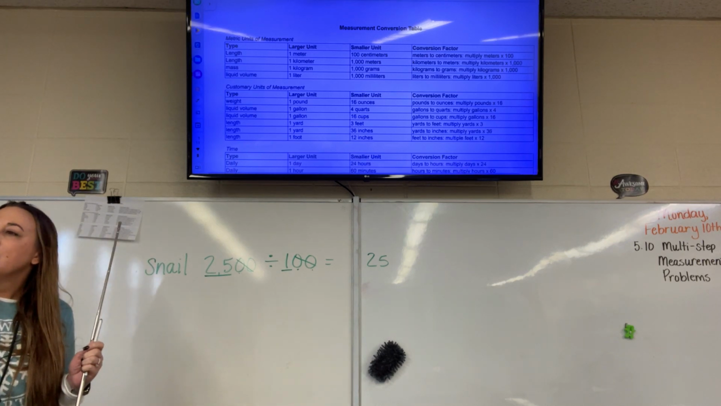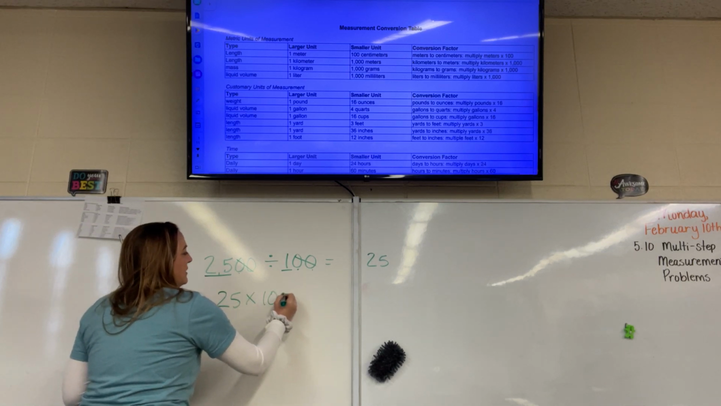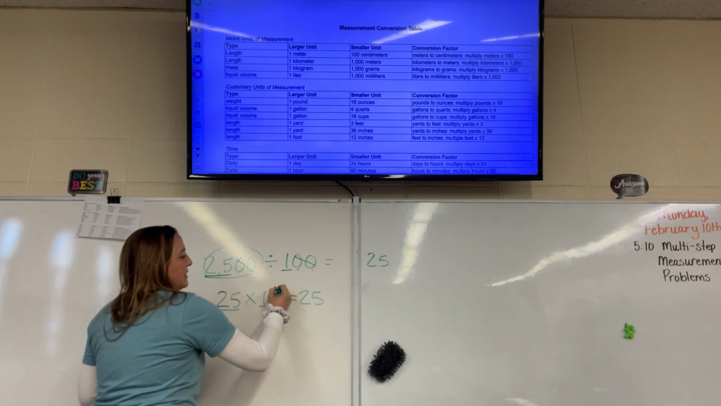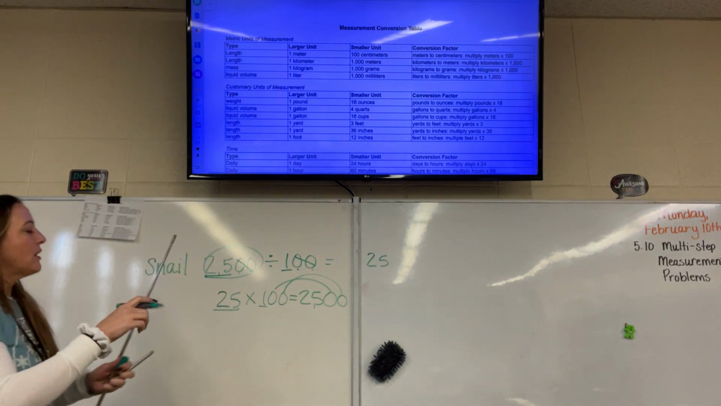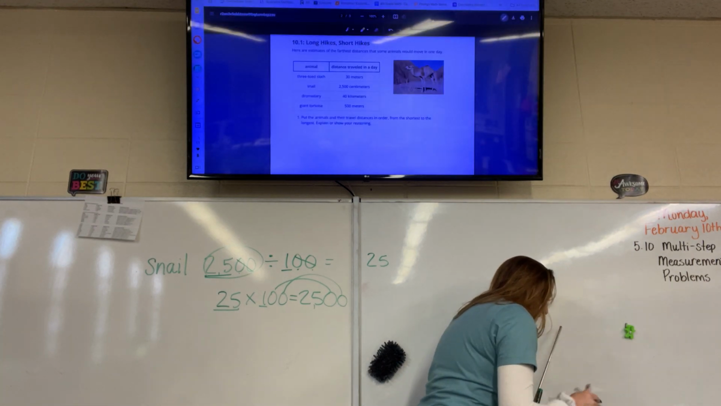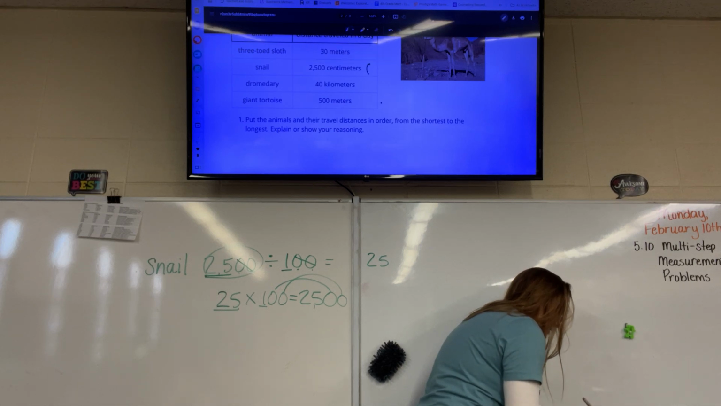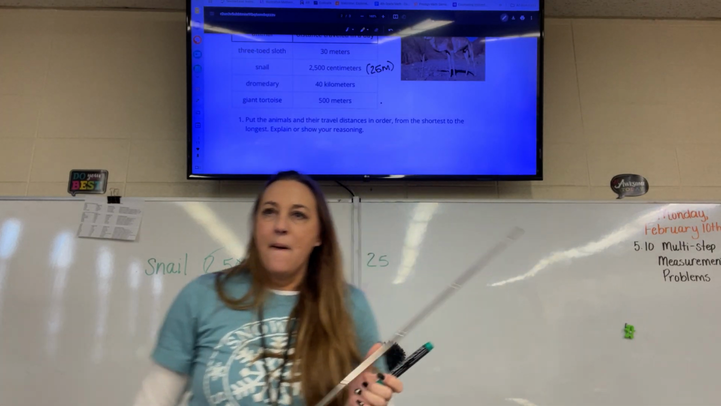So let's check it and make sure that 25 times 100 gives us this number. So 25 times 1 is 25, and then when we're multiplying, we bring the zeros over. So yes, the snail travels 25 meters. So we're going to write that in parentheses next to the 2,500 centimeters. We're going to write parentheses 25m for 25 meters.